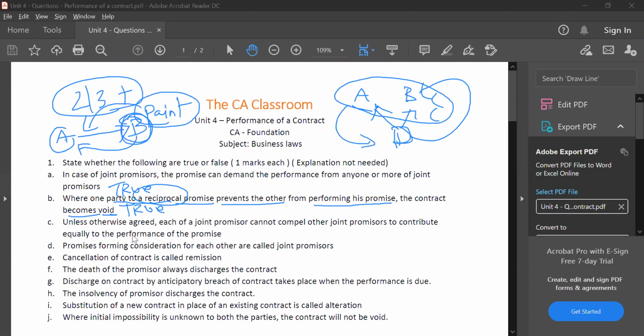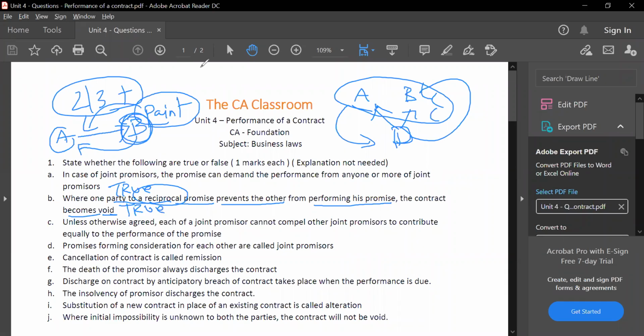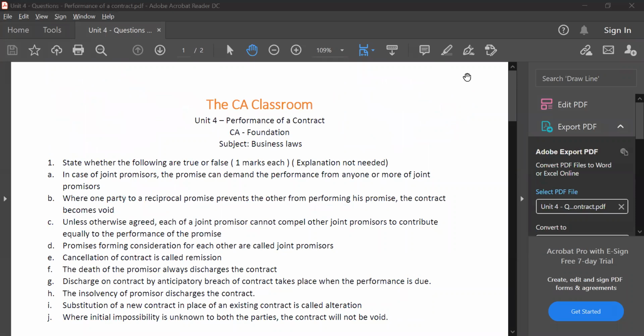Shall I go to next, sir? Yes, go ahead. Unless otherwise agreed, each of the joint promisers can't compel other joint promisers to contribute equally to the performance of a promise. Answer. False, sir. He can compel the other joint promisers.